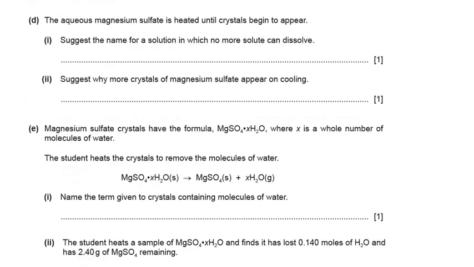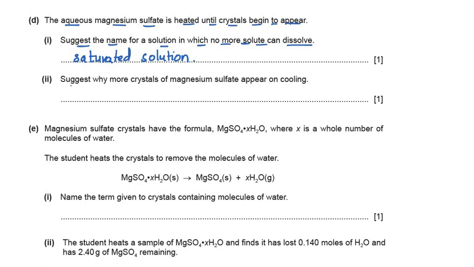Let's go ahead with the D part, where D part says aqueous magnesium sulfate is heated until crystals begin to appear. Suggest the name for a solution in which no more solute can dissolve. Okay, the solution in which no more solute can dissolve is called saturated solution. That's very simple, because it's the definition of saturated solution, that the solution in which no more solute dissolves.